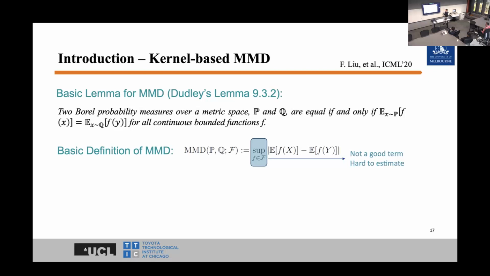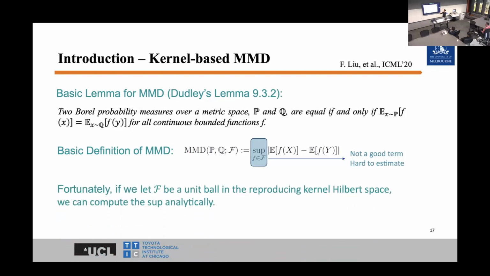However, if we limit this function class F to be a unit ball in a reproducing kernel Hilbert space, we can compute the sup analytically. And this was proposed in a 2012 paper called Kernel Two-Sample Test.